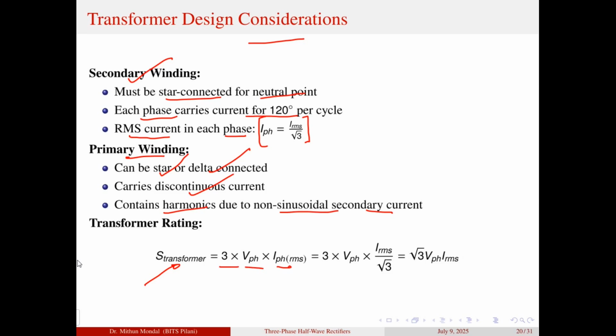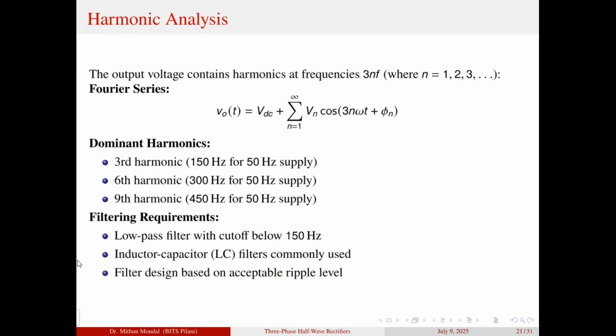And if we obtain the I phase as IRMS by root 3, then we'll get root 3 V phase IRMS as the transformer rating. We need to do the harmonic analysis. The output voltage will contain harmonics, which are non-sinusoidal frequencies with 3nf, and these are the product of the integer multiple of n, which is 1, 2, and 3.